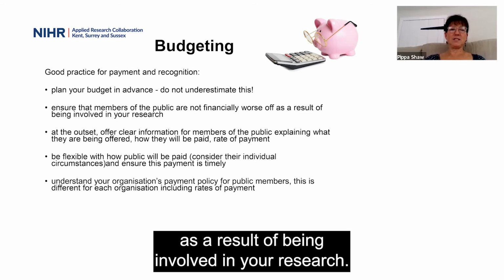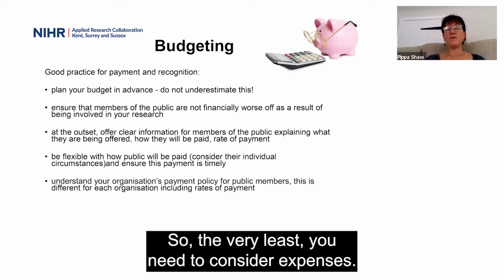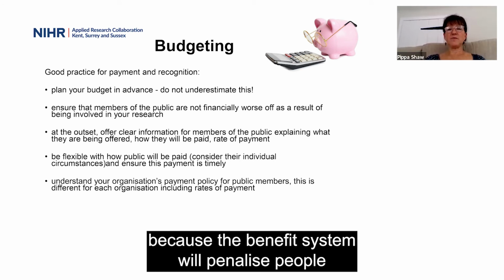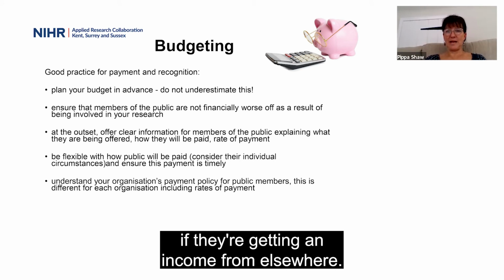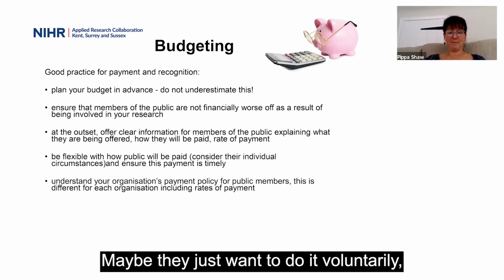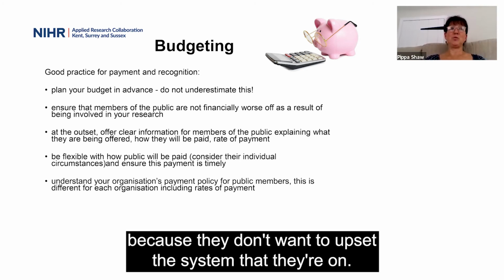One of the biggest underlying issues we need to consider is that members of the public are not financially worse off as a result of being involved in your research. So at the very least, you need to consider expenses. You need to consider people who are on benefits, because the benefit system will penalize people if they're getting an income from elsewhere. Give people the option of how they want to be paid. Do they want to be paid? Maybe they just want to do it voluntarily because they don't want to upset the system that they're on.